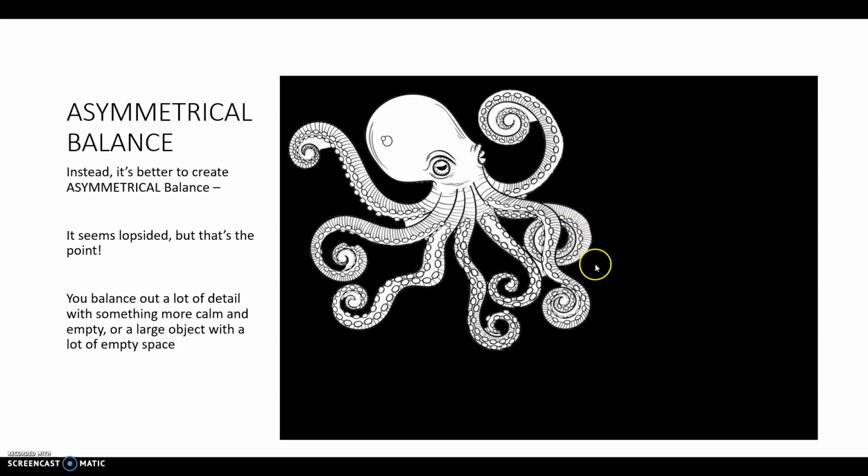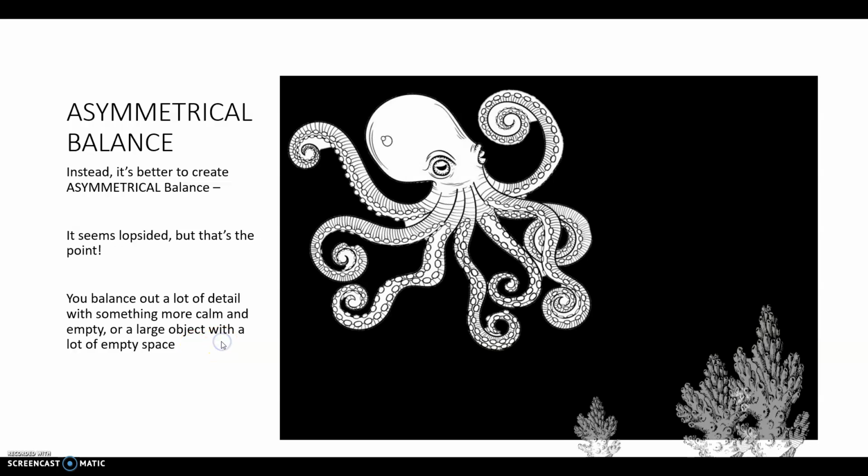This octopus is moving in, and this asymmetrically balanced empty space, this negative space over here, is actually active because we get the sense that the octopus is coming towards it. So there's space for him to go to. So you can balance out that heavy detail of the octopus with some calm and empty space.